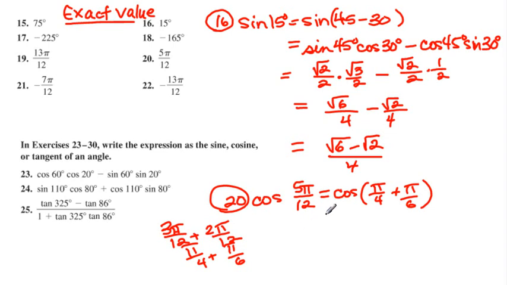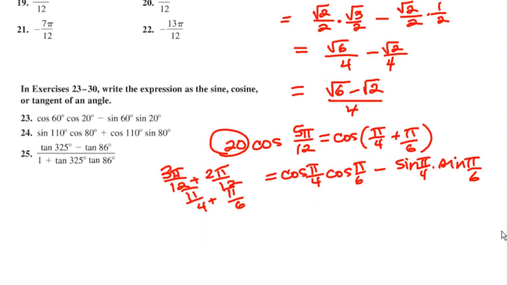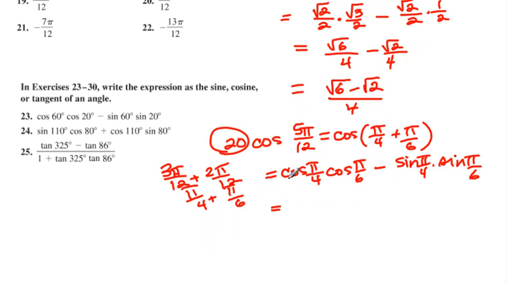Now I'm going to apply the sum formula for cosine. So, remember, I have cosine of pi over 4 times cosine of pi over 6. Then we have to do the opposite sign, and then do the sines together: sine of pi over 4 times sine of pi over 6. So what is cosine of pi over 4? Yeah, that's a known value, the square root of 2 over 2. What about the cosine of pi over 6?